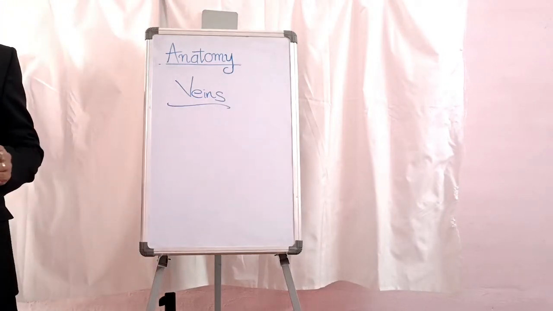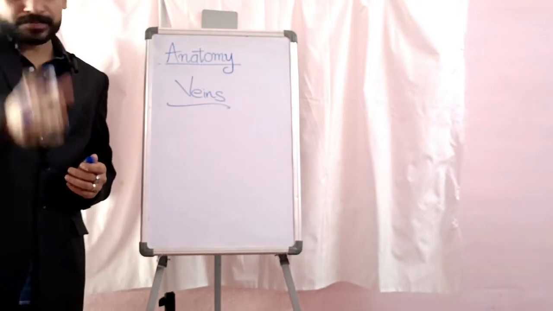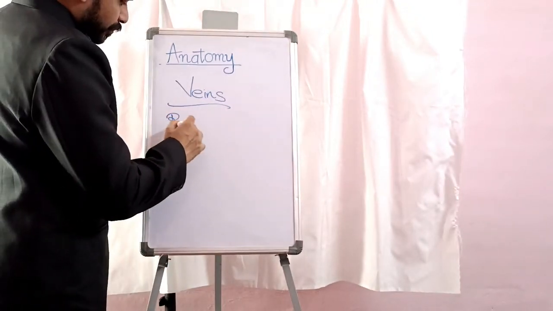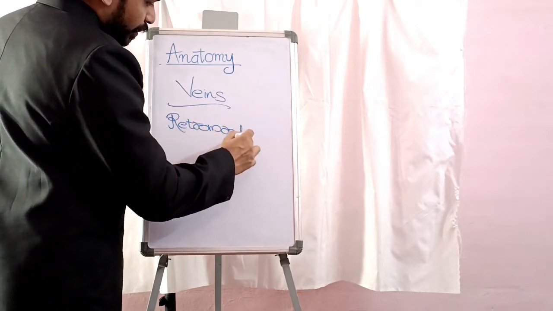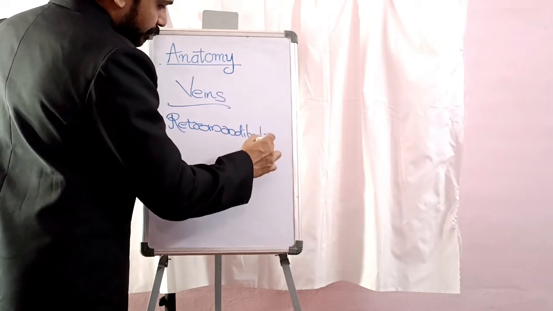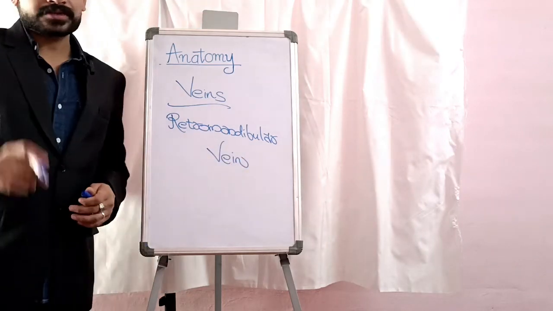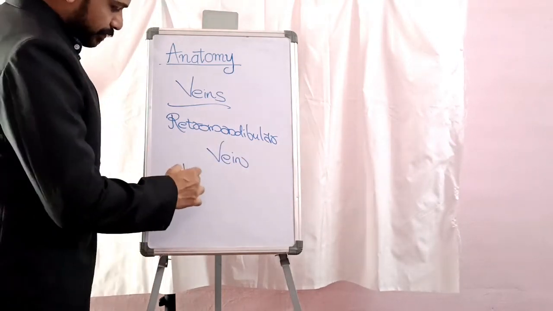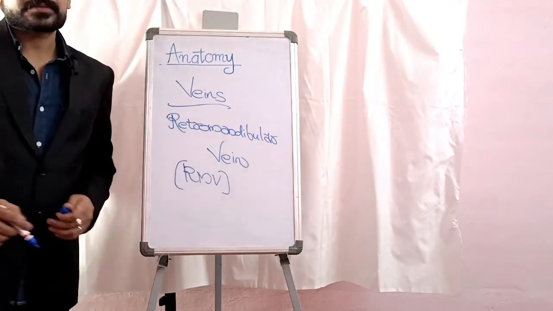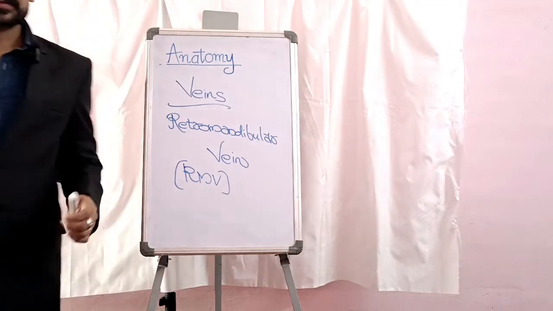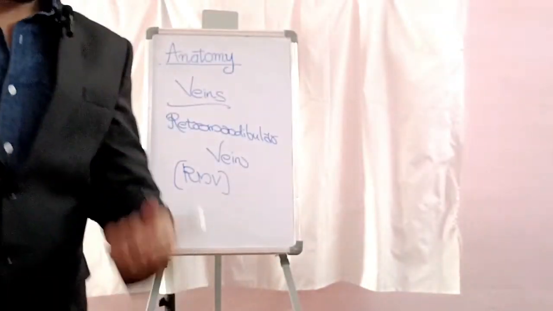The main vein, which is the content of the parotid gland, is the retromandibular vein. The main vein is the retromandibular vein.